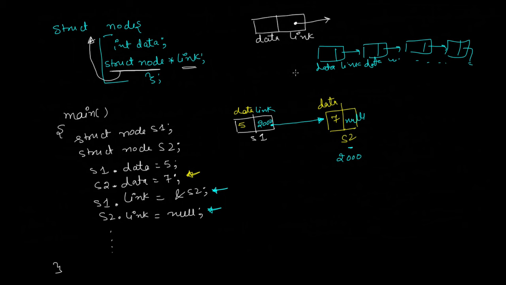Okay, so after this, let us move on to the next topic, which is linked list. We'll see how to define a node for a linked list, then how to allocate memory to a linked list, then how to access different locations in the linked list, and how to perform different operations in the linked list.